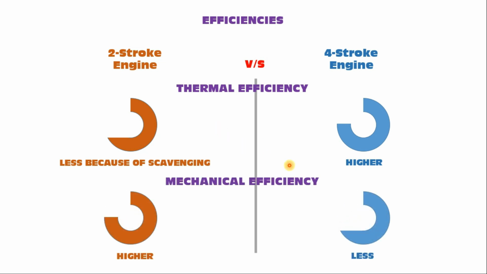Mechanical efficiency. In case of two-stroke engine, mechanical efficiency is higher, and in four-stroke engine, mechanical efficiency is lower. You can say that in four-stroke engine, there are more mechanical components present to operate the valve mechanism and so on. While in two-stroke engine, we are using fewer mechanical components, so that is why mechanical efficiency will be higher in two-stroke engine.